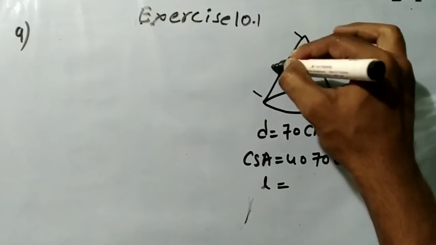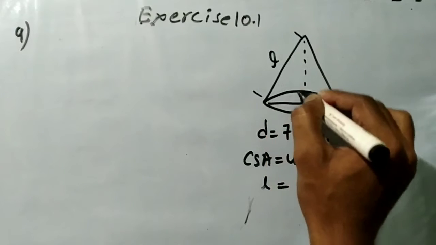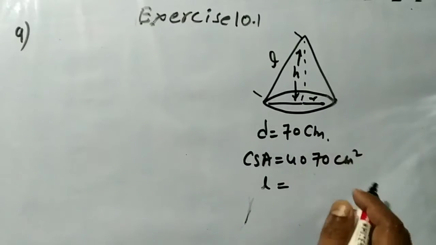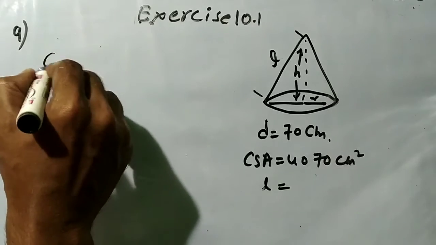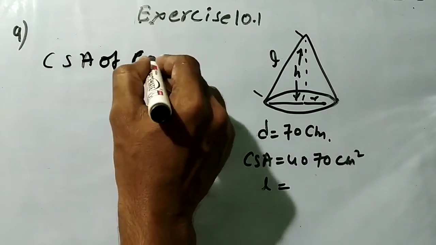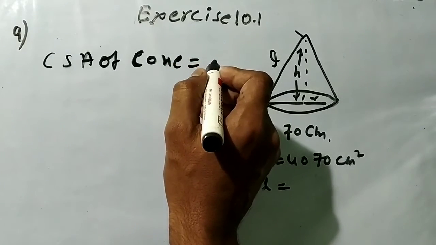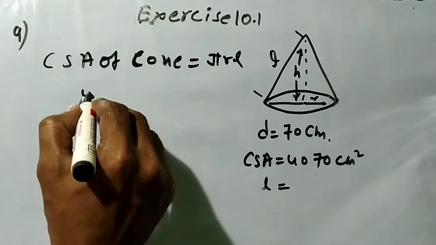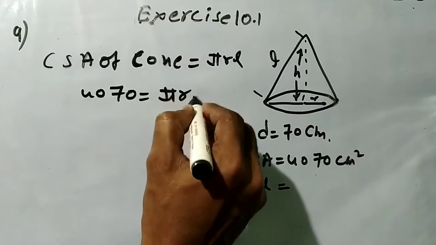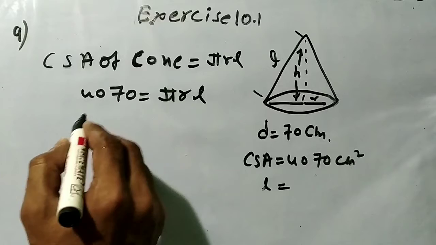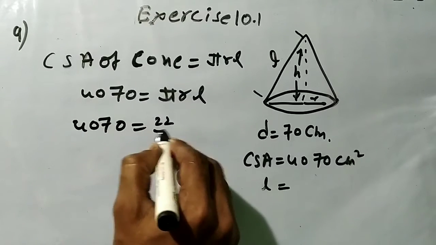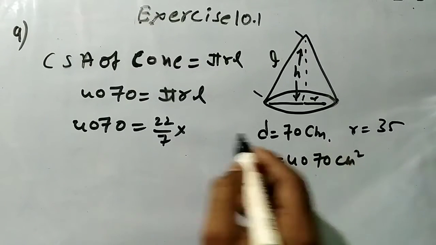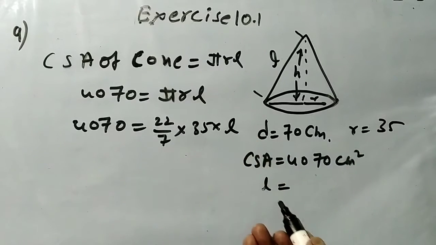Here this is L, this is the height, and this is R. They have given the curved surface area of a cone, and we know the curved surface area of a cone is pi R L. So 4070 is equal to pi R L, and we have to find L. So 4070 is equal to 22 by 7 into R, which is D by 2, so R is equal to 35, into L. We don't know L.